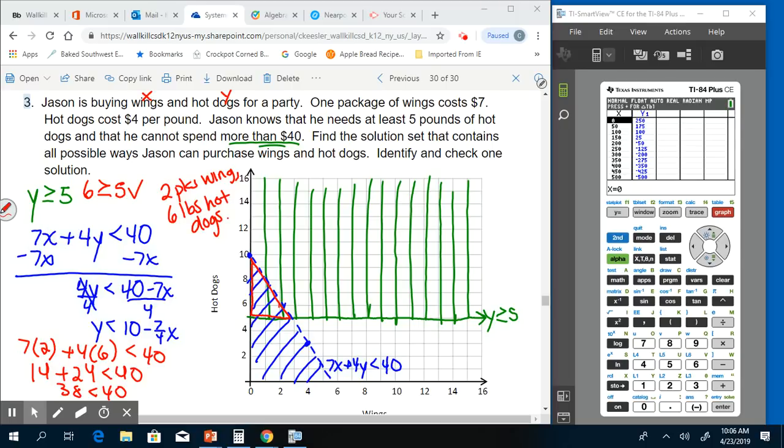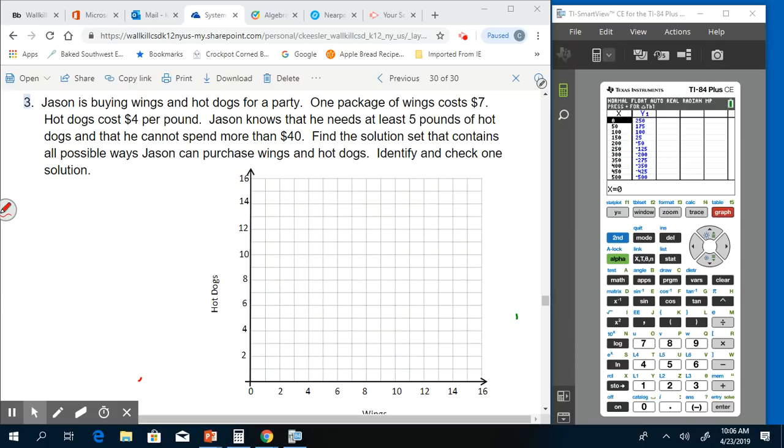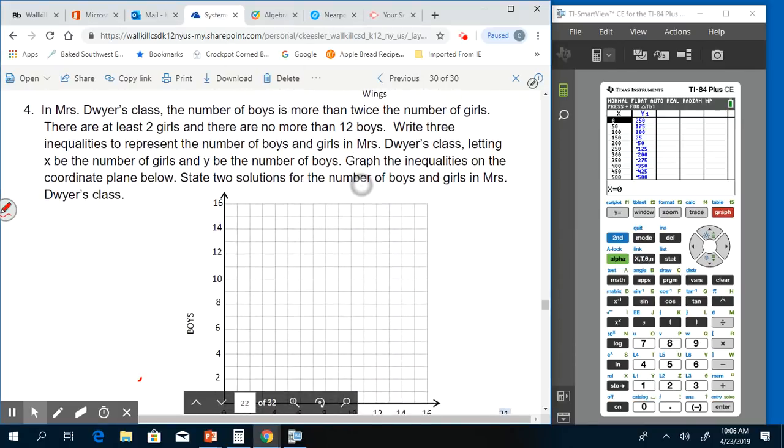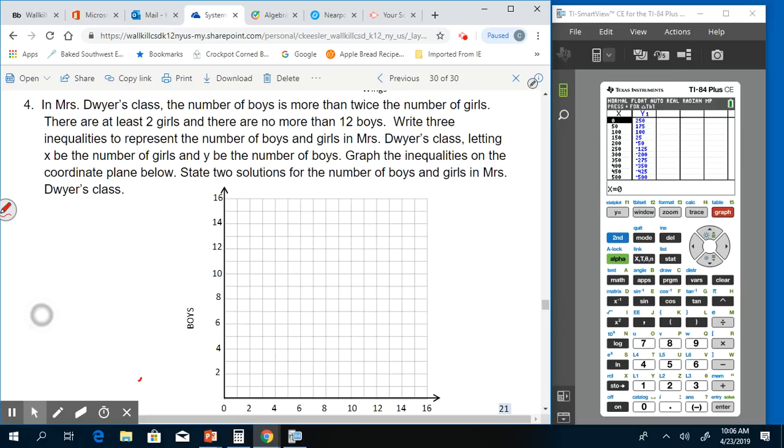All right, let's take a look at one more problem together. For number 3, we have in Mrs. Dwyer's class, the number of boys is more than twice the number of girls. There are at least 2 girls and there are no more than 12 boys. Write 3 inequalities to represent the number of boys and girls in Mrs. Dwyer's class, letting X be the number of girls and Y be the number of boys. Graph the inequalities on the coordinate plane and state 2 possible solutions for the number of boys and girls in her class. All right, so we have 3 equations.